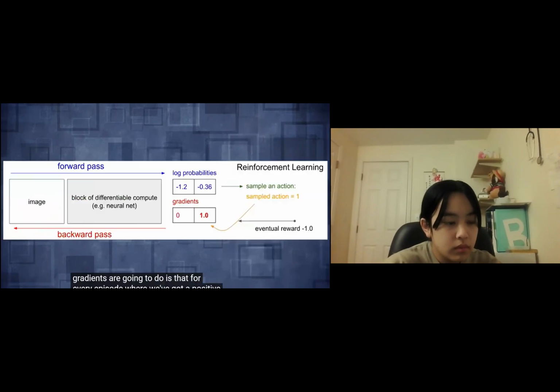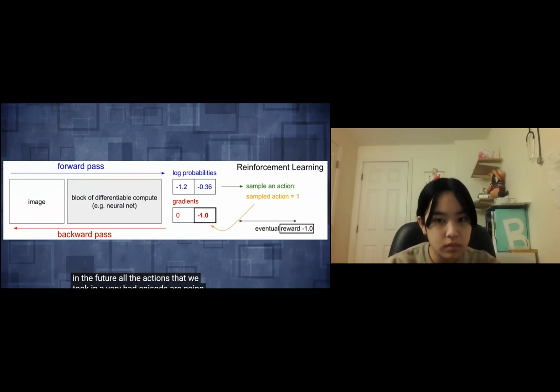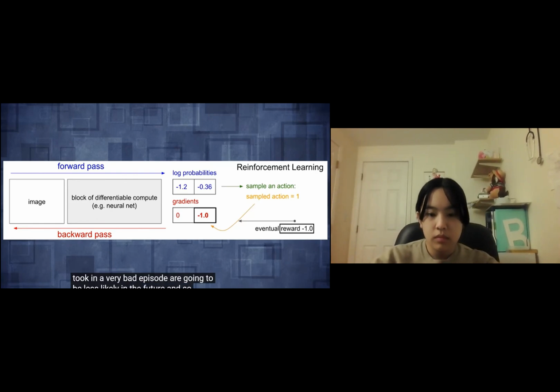And this is very crucial. What policy gradients are going to do is that for every episode where we got a positive reward, we're going to use the normal gradients to increase the probability of those actions in the future. But whenever we got a negative reward, we're going to apply the same gradient, but multiply it by -1. This minus sign will make sure that in the future, all the actions that we took in a very bad episode are going to be less likely.